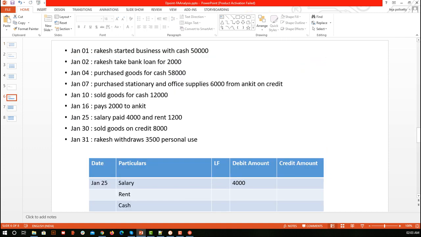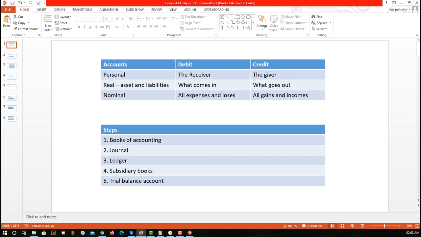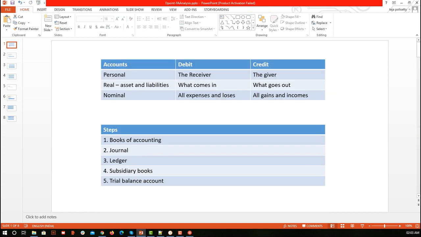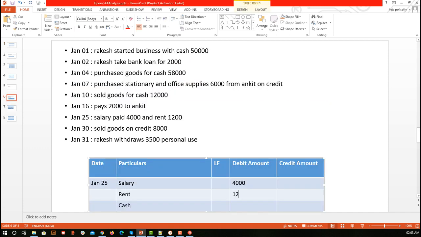In case of nominal accounts, we see whether it is a liability, a loss or expense, or a profit or gain. In case of real account, we see whether it is a liability or an asset. Based on that we see whether money is coming in or going out, or which category it is. So based on these golden rules we decide debit or credit. Now our case is rent. Rent is our expense, so expense is nothing but debit. So let's write 1,200 here.